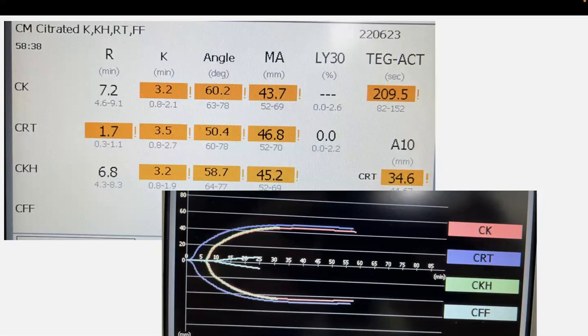And now the K time. So the K time is more. It's prolonged because it's 3.2. So it means it took long for... So I think here it means we have a hypercoagulable state because it took... What am I saying?